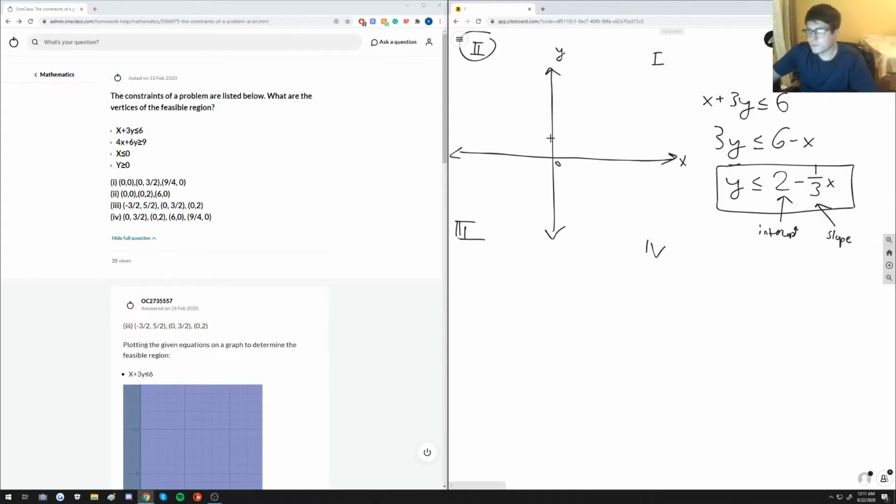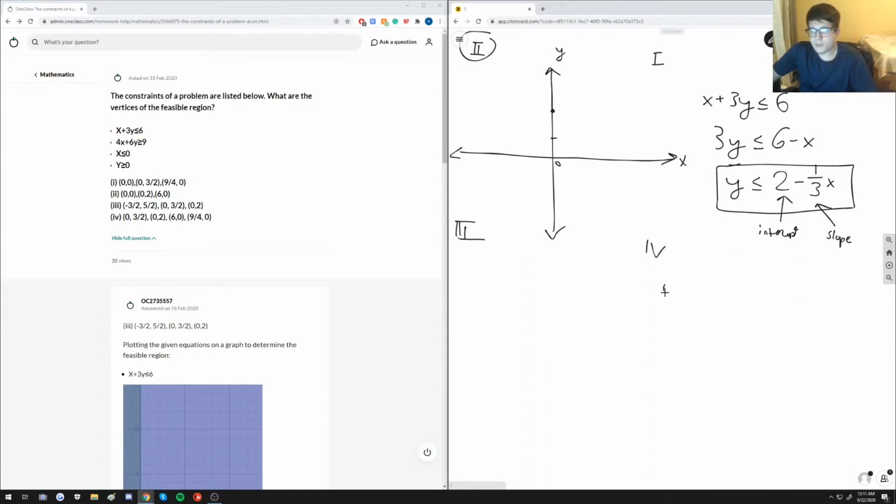So we know that the intercept of this line is going to be 2, and we know that it's going to have a negative slope. So the line itself, let's wait off to draw it. Let's get the other constraint first actually, just so we get the vertices.